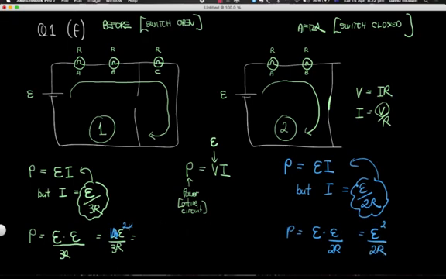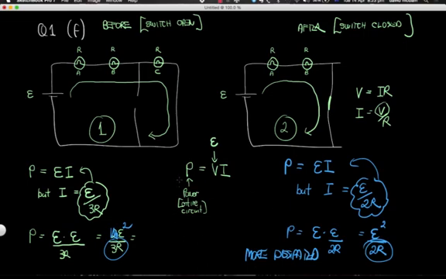Okay, well, it's just E squared over 3R here. This is going to be E squared over 2R. And notice here that the denominator is lower here than here. This is a smaller denominator, which means the power on this side must be larger. So more power is dissipated on this side, in this scenario, than in this scenario.